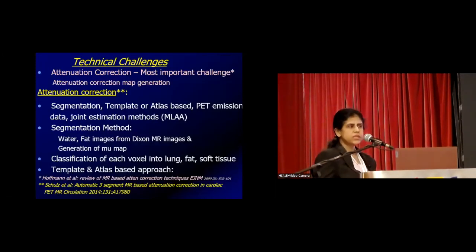So let us now discuss the attenuation correction, which was a major challenge for the PET-MR simultaneous imaging. Normally, the attenuation correction is done using the mu map generation using the Dixon sequences. The other attenuation correction methods which have been used by the vendors are the segmentation technique, using the template or the atlas-based technique, and also the joint estimation techniques.